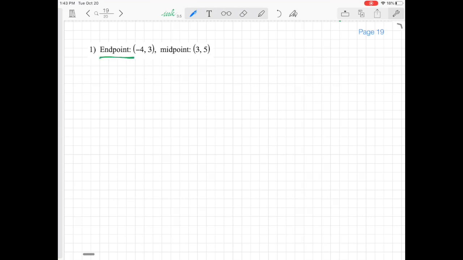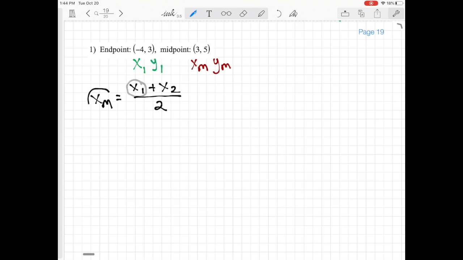So this is an endpoint, and so we can say that this is x1, y1. And we know that this is the midpoint, so we can call this the x part of the midpoint and the y part of the midpoint. So now what we're going to do is we're going to go to our midpoint formula, and we are going to plug in what we know. So right now we know x1, and we know the x midpoint.